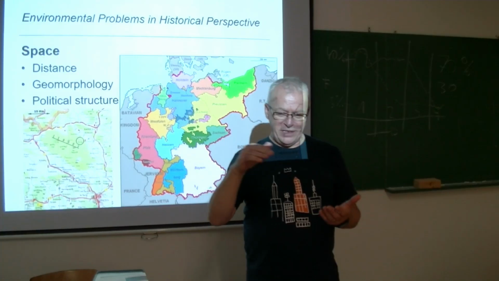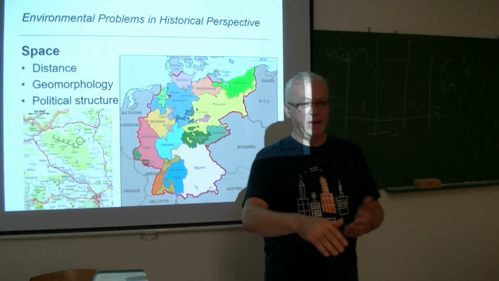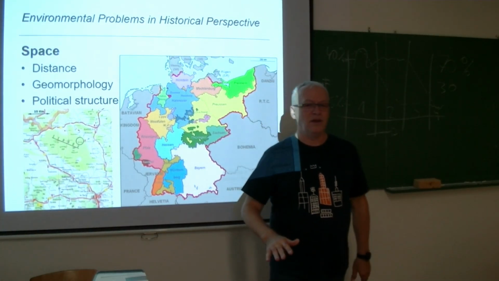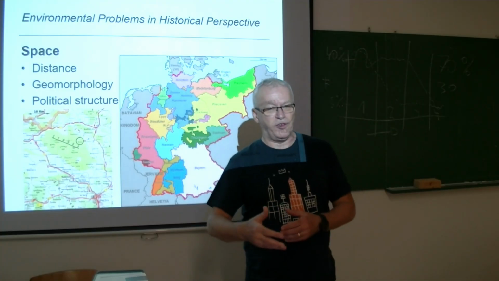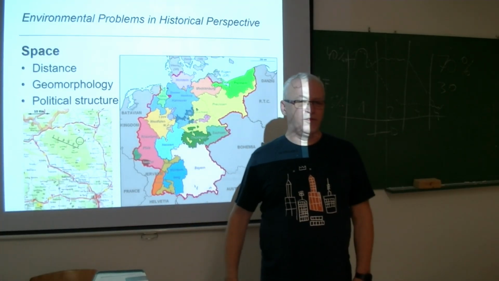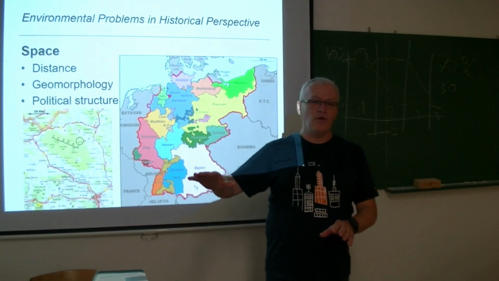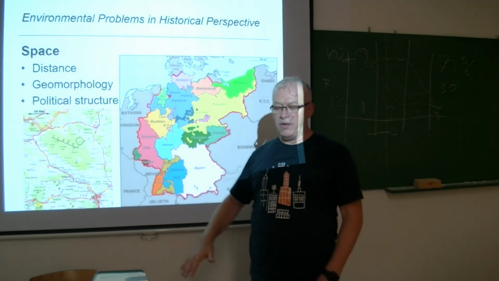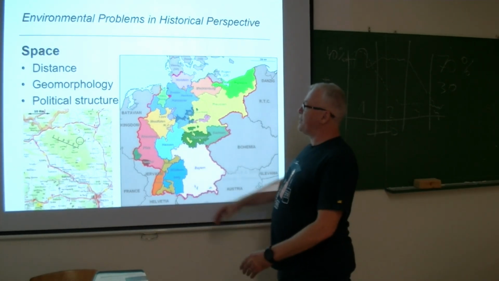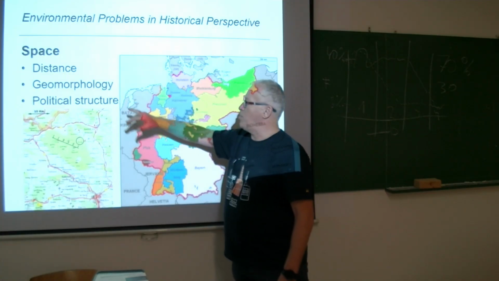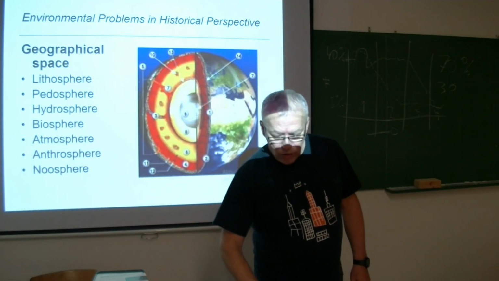Because the Prussians disdain the Bavarians. Recently, Munich is very rich, the richest city in the whole of Germany, but historically it was an agrarian area. Okay, that is the political structure for Germany. Okay, look at the other one.